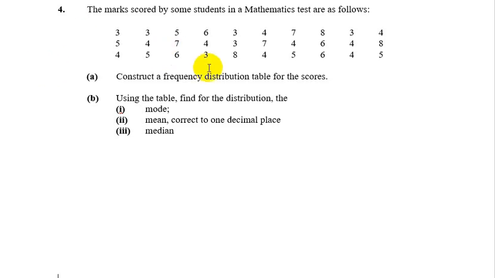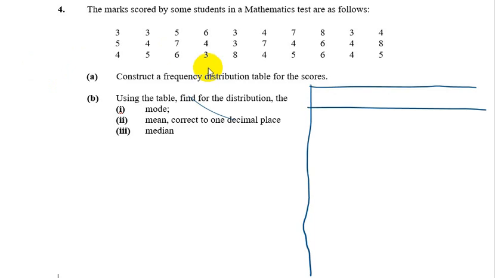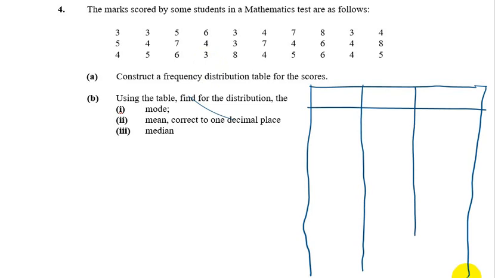So we will have our table like this. Then we will have here marks, that is our X. Then we have here tally. Then we will have here frequency. So now I'll take it one after the other.